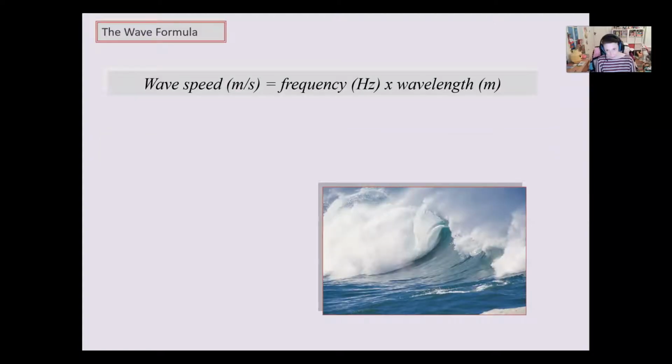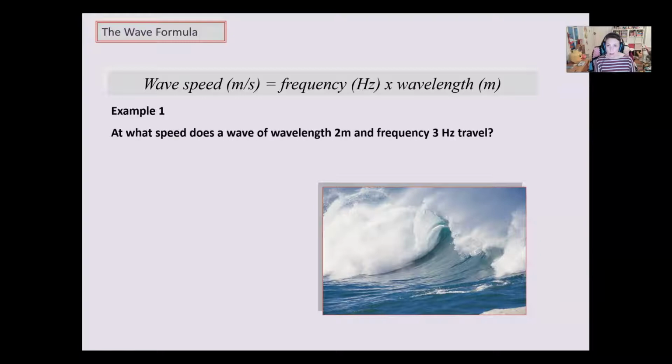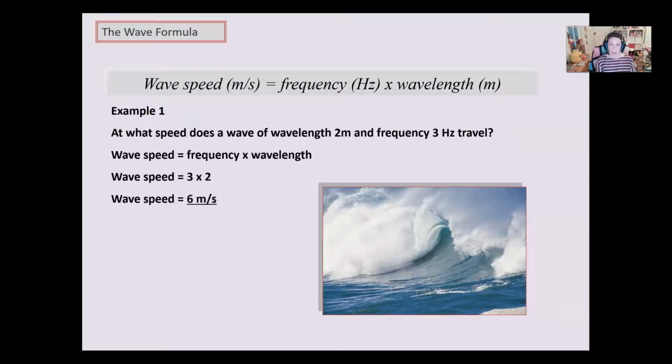So let's look at this equation. Here we've got what speed does a wave of wavelength 2 meters and frequency 3 hertz travel? So you're just going to do the frequency, which is 3, times the wavelength, which is 2. So 3 times 2, which gives us a speed of 6 meters per second. So that's fairly straightforward, and that would be on foundation and higher.